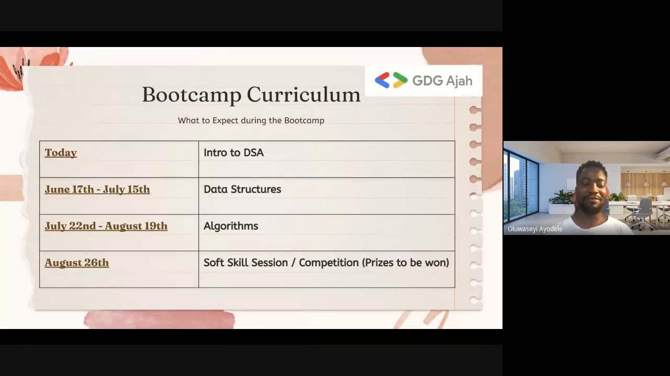I'm very sure you have seen the curriculum that we've shared to your email, and based on what we are going to be doing throughout this bootcamp, today we are focusing on intro to DSA. From June 17th to July 15th, we are going to be focusing on data structures. And from July 22nd to August 19th, we're going to be focusing on algorithms. On the 26th of August, which is the last day of our bootcamp, we are going to have a soft skill session and a competition. There are a lot of prizes to be won. We are going to communicate that to you later.